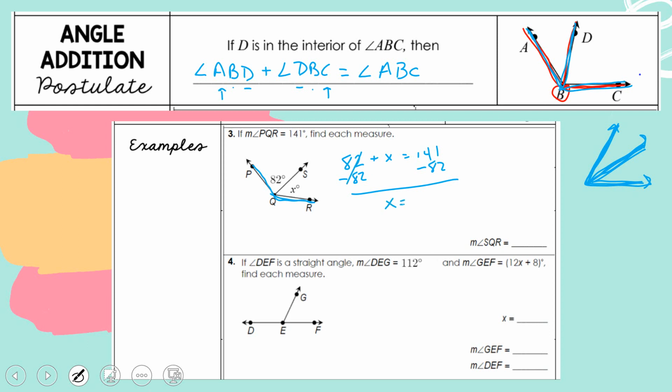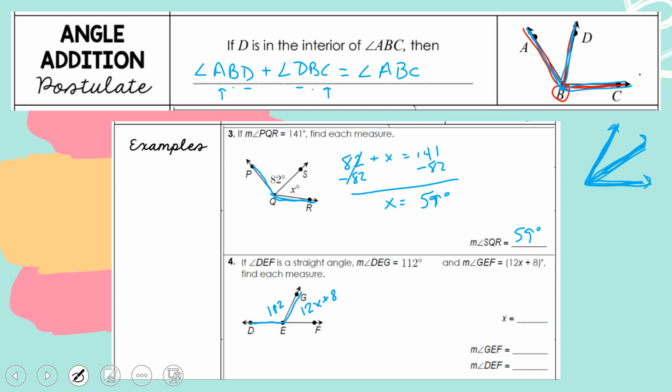So x equals 141 minus 82, and that's going to give me 59 degrees. So 59 degrees is my answer. In this case, DEG is 112, and every time you have a picture, you should label it. Okay, GEF is 12x plus 8. Okay, find each measure. So what am I missing?